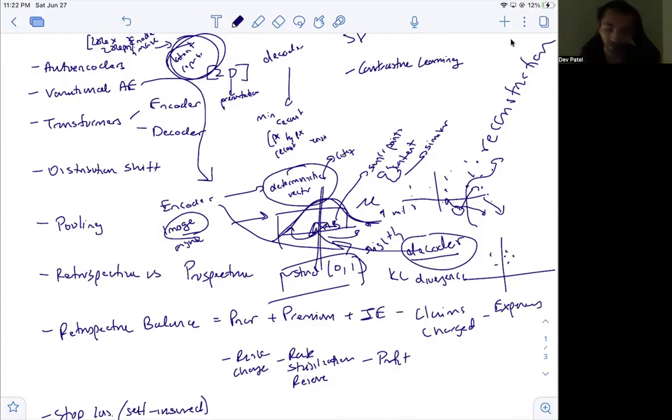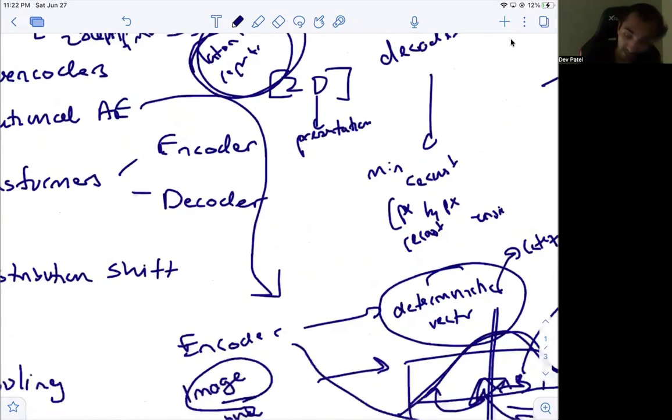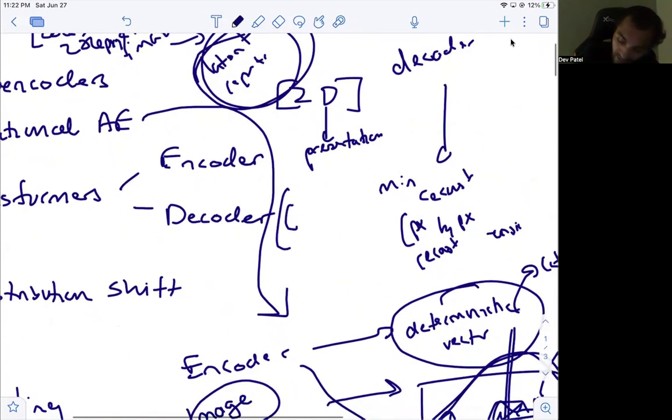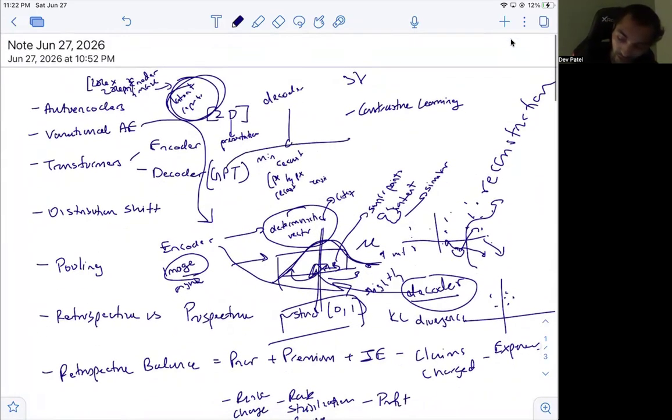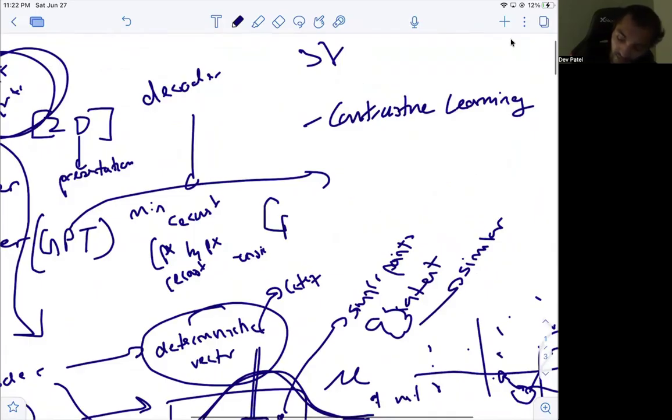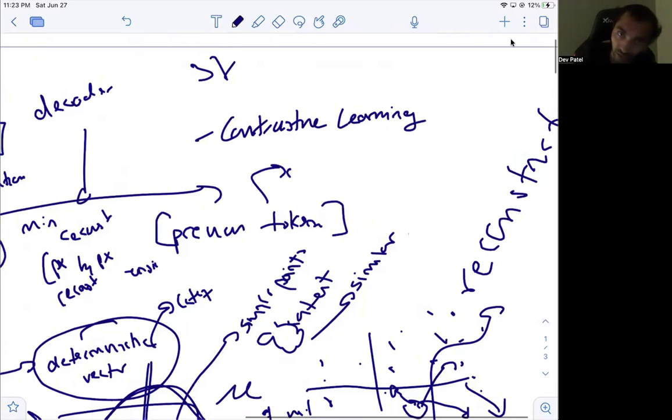Transformers, right? So in transformers, we have encoder and decoder. We know GPT is decoder only, meaning it is next token prediction. And when we say next token prediction, it's only able to look at the previous tokens. And it's auto-regressive.